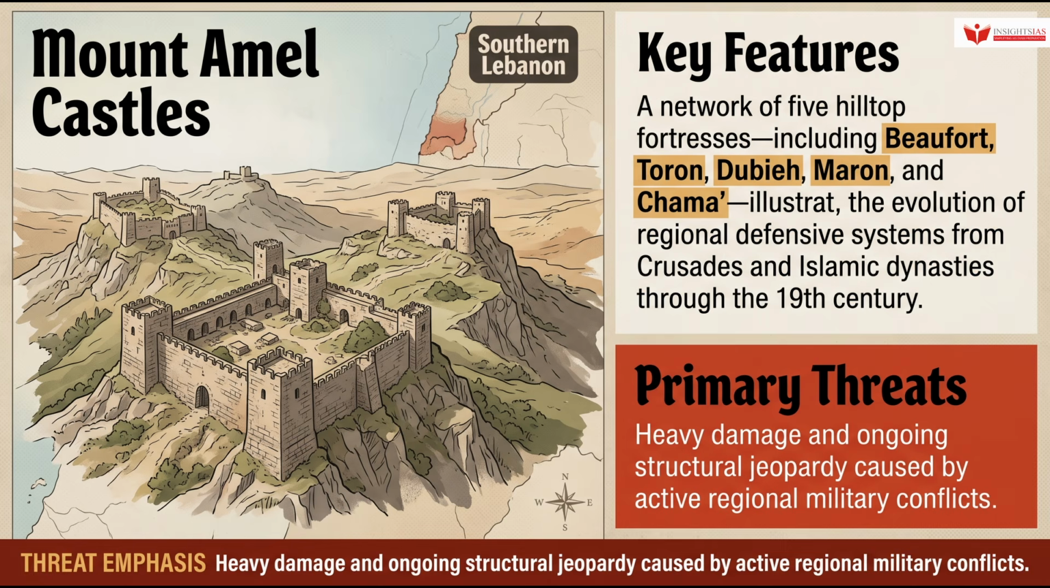The Mount Amel Castles in southern Lebanon is a network of 5 hilltop fortresses, including Beaufort, Toron, Dubié, Maron, and Chama, illustrating the evolution of regional defensive systems from the Crusades and Islamic dynasties through the 19th century. Its primary threats stem from heavy damage and ongoing structural jeopardy caused by active regional military conflicts.